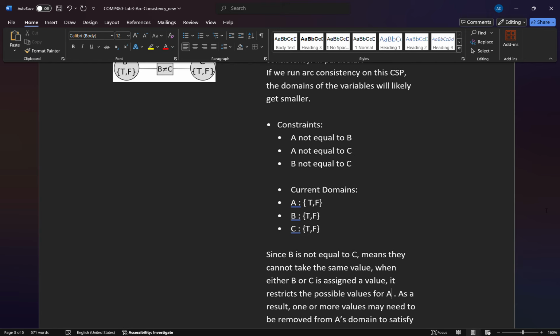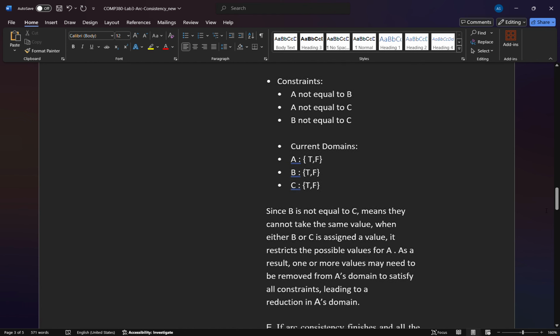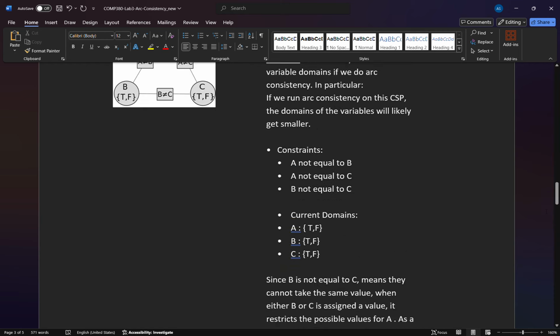Since b is not equal to c, they cannot have the same value. When either b or c is an assigned value, it restricts the possible values for a. As a result, one or more values may need to be removed from A's domain to satisfy all constraints, leading to a reduction in A's domain.